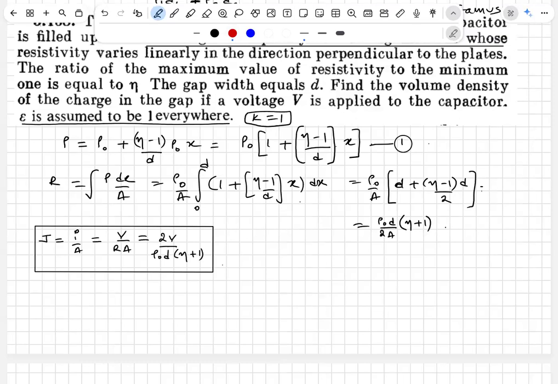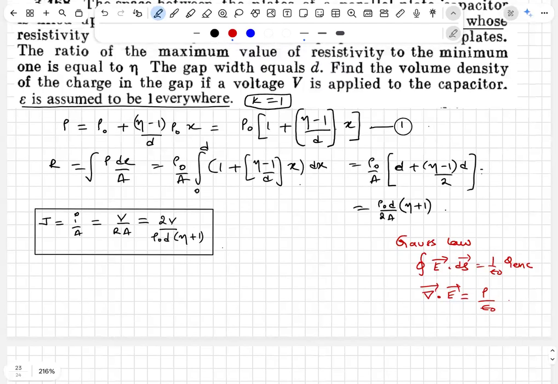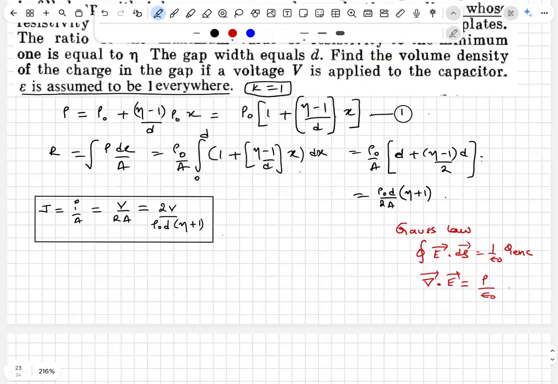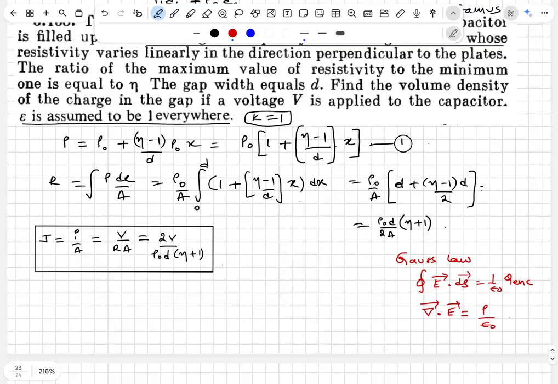See, just try to recall Gauss law, which is in two forms. One which you know: E bar dot ds bar is 1 by epsilon naught times the charge enclosed. There is another form: del bar dot E bar is rho by epsilon naught, and that rho is free charge. Find the volume charge density of the charge in the gap if a voltage is applied, where the gap width is equal to d. So what exactly are you expecting there?